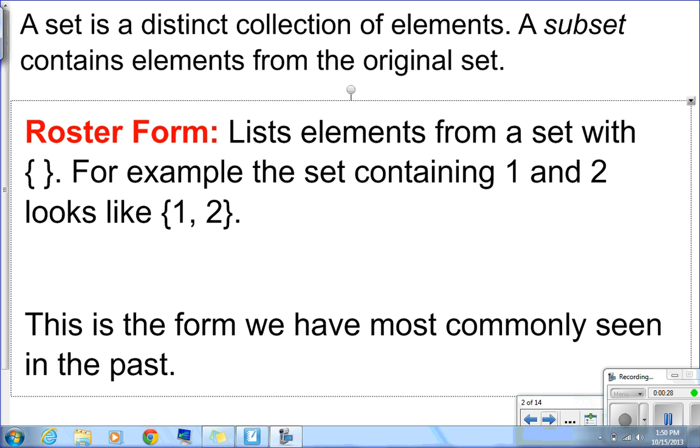So from before, we learned in chapter 1, I think it was section 1.3, a set is a distinct collection of elements. Now, in math, typically those elements are numbers. We usually see sets as a collection of numbers. A subset contains elements from the original set.